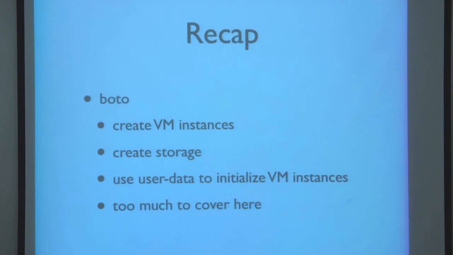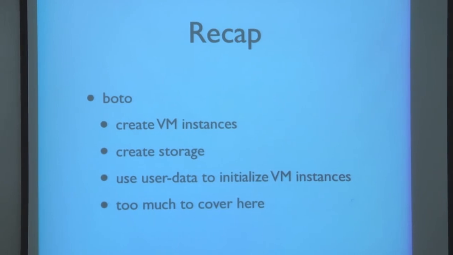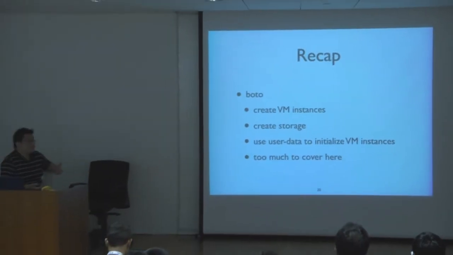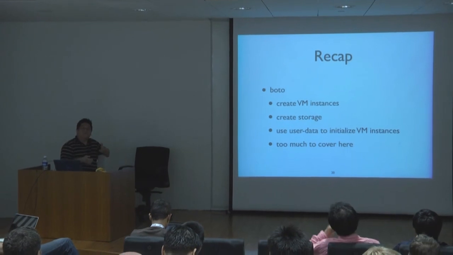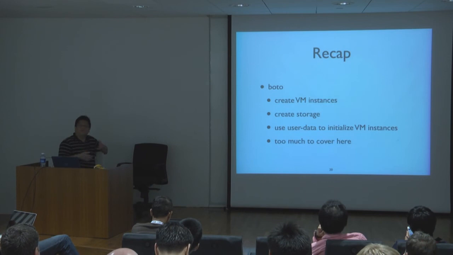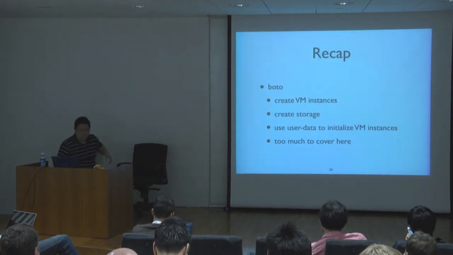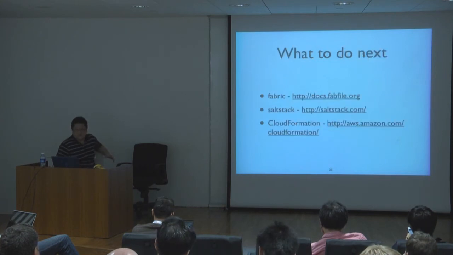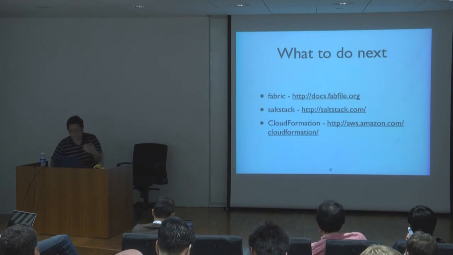Okay, so a recap. I've used Boto to create VM instances. I've used it to create scalable storage on EC2. And I've used user data to initialize VM instances so that you make use of your EC2 instance to store photos, data on S3. There's so much in Boto that there's actually too much to cover here. I encourage you to have a look at the Boto documentation.